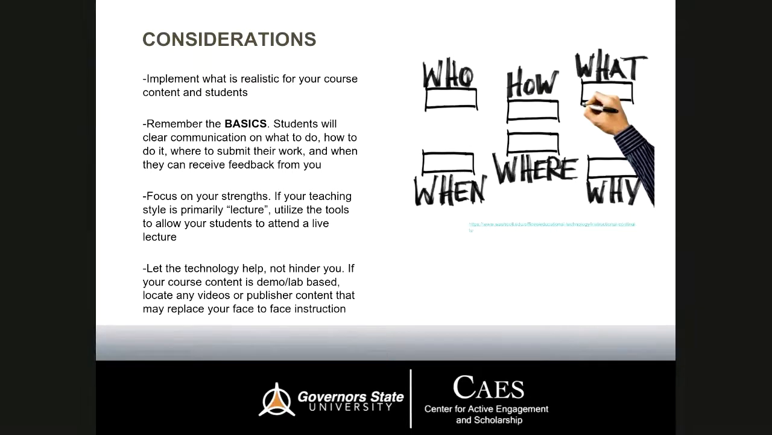If your primary teaching style is already lecture-based, then you might want to utilize a tool such as Collaborate Ultra to continue to have live lectures with your students. Let the technology help you. If you have largely discussion-based activities in your class, then you may want to consider using just the discussion board. The goal here is just to make sure that you don't have a dramatic shift in your learning objectives or your learning strategies for your students.